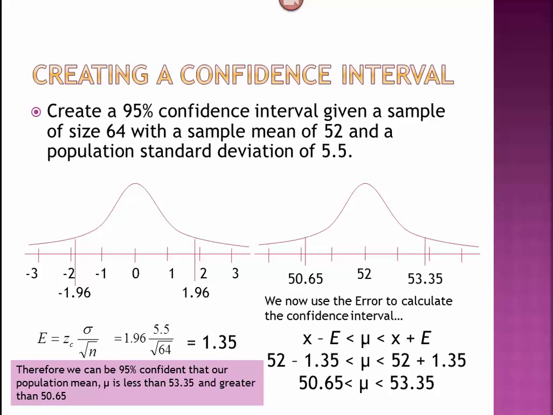Here's another way to write that out. It's important that you understand how to write out a conclusion properly in these sections. We state our confidence level. That's always important. The reader needs to know what bar you used, how high you set the bar there. We can be 95% confident that our population mean is less than 53.35 and greater than 50.65.